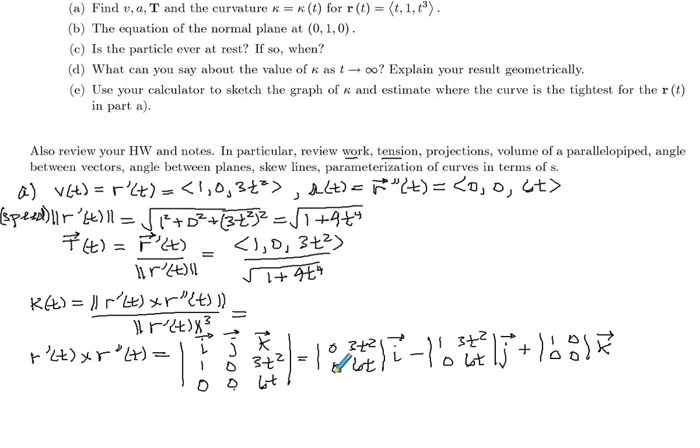All right, so let's see, cross product here, both of them are 0, so that's just going to give us a 0i minus 6t minus 0, so minus 6t j, and then 0 minus 0, so 0k. So if we write that in component form, that's just 0, negative 6t, 0.